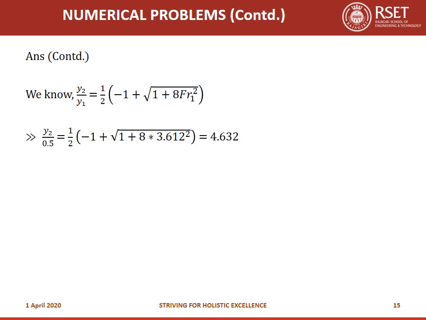So I'm substituting with the known data. I will get y2 by 0.5 is 4.632, which means that y2 is equal to 2.316 meters. So this is how you solve for the conjugate depth of a hydraulic jump.